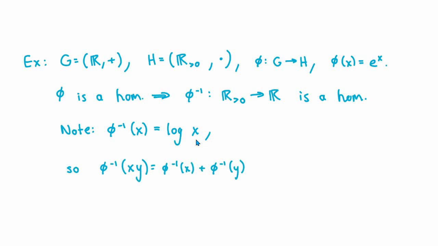So to say that the inverse function is a homomorphism, remembering that the group operation on the left is multiplication and the group operation on the right is addition, is the same as saying for any positive real numbers x and y, when you take the logarithm of x times y, you get the same thing as log x plus log y. So this is just the property of logarithms that corresponds to the additive property of exponentials that we used back when we were showing this map is a homomorphism.